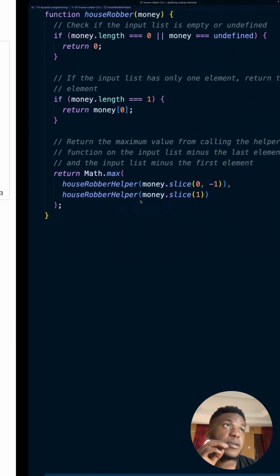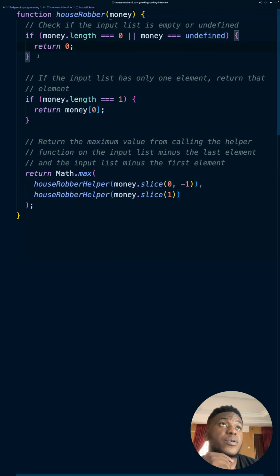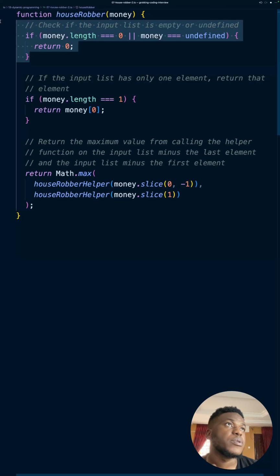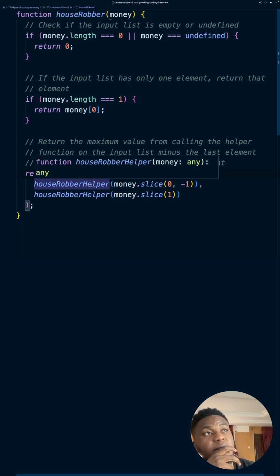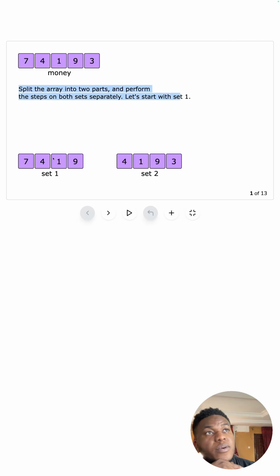Okay, and now what does that look like in code? I think it's worth looking at. So these are preliminaries that we would need. If the money array is empty, there are no houses, so just return 0. If there's just one house in the neighborhood, then just return that one house. There's nothing adjacent that can call the police. And then we're going to look for the maximum value we can get from those 2 sets. At the end of the day, we look for the maximum we can get from these 2 sets of houses, and that's going to be our answer.